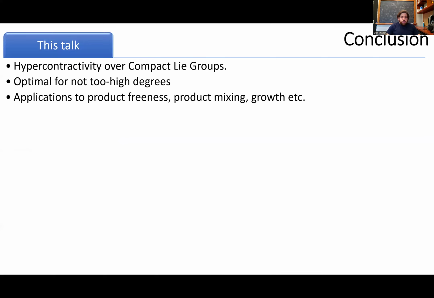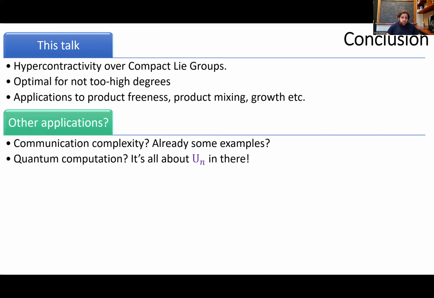So in conclusion, in this talk, we talked about hypercontractivity over compact Lie groups, and we said that there is a hypercontractivity result which is optimal for not too high degrees, and mentioned some applications to product freeness and other notions of mixing in groups. So as open questions, it will be interesting to see other applications for it, let's say from communication complexity, or maybe from quantum computation. Well, in quantum computing, it's all about unitary matrices. So U(n) is all in there. And it would be reasonable to expect that if you have hypercontractivity over U(n), then you should be able to use it to do some things.